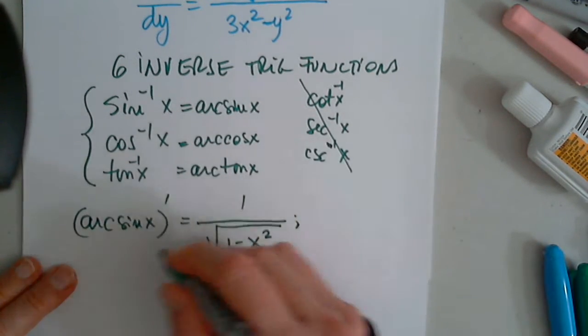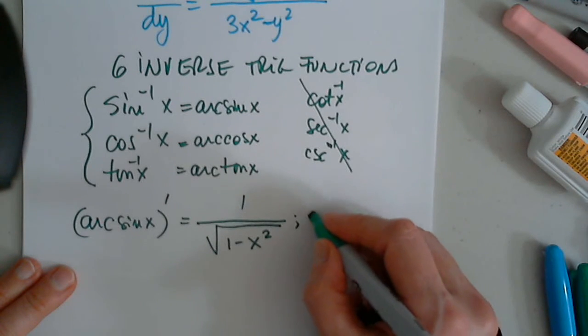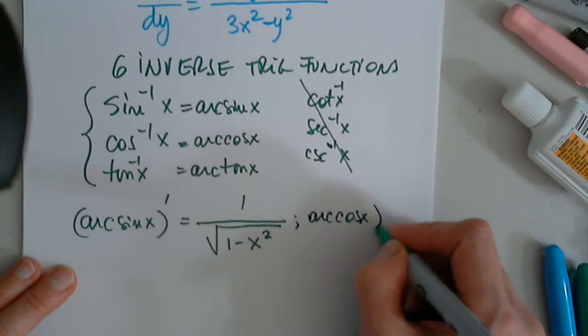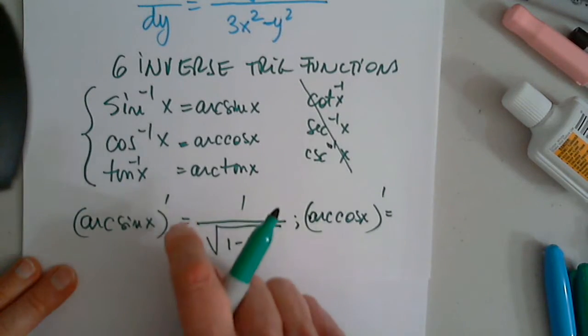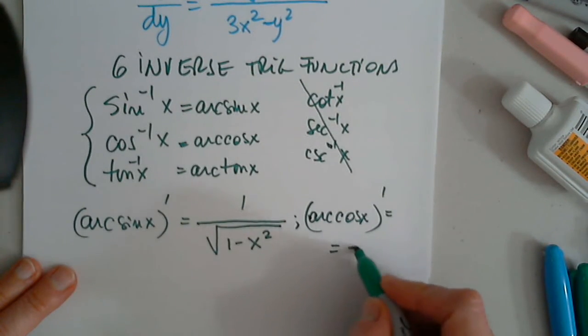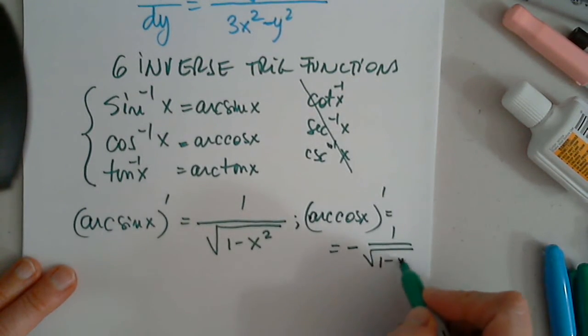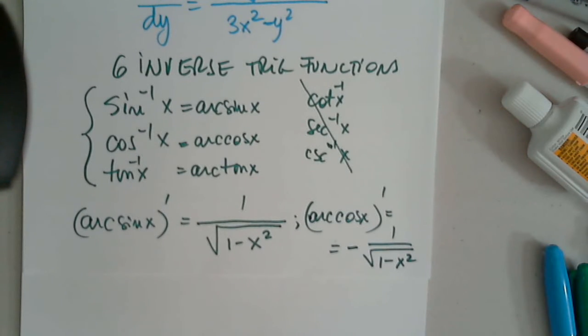Very easy to remember them together. When we differentiate arc cosine x, we get the same thing, but with a minus in front. So not difficult to remember these two.